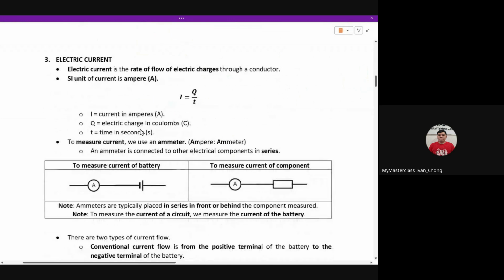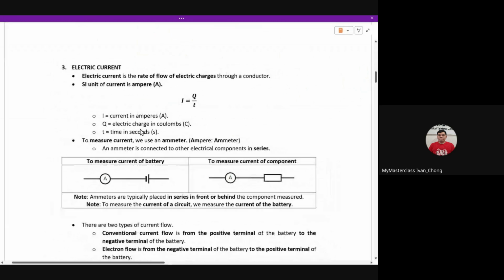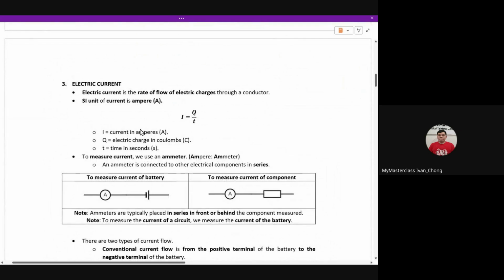All right, next page, let's talk more about current. Just now you have been hearing me talk about electric current. What exactly is electric current? Electric current is the rate of flow of electric charges. This one you must memorize, okay? It's a very commonly asked one-mark definition question. And the unit for current is amperes.